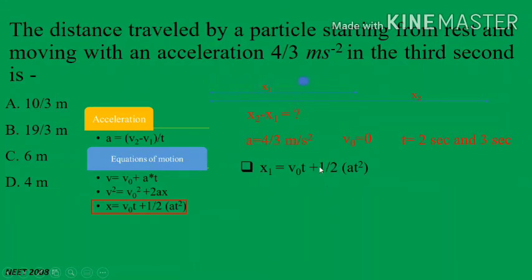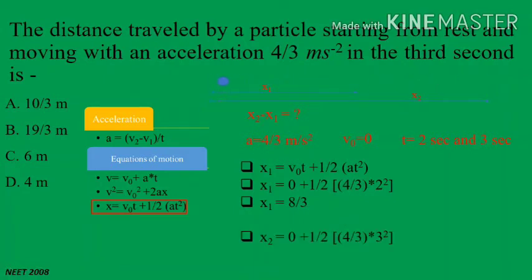So to find out x1, we will put the values that we know. Here v0 is 0, that is why this term will become 0. Acceleration is 4 by 3 and time is 2, that is 2 square. So if you solve this, you will get x1 will be equal to 8 by 3.